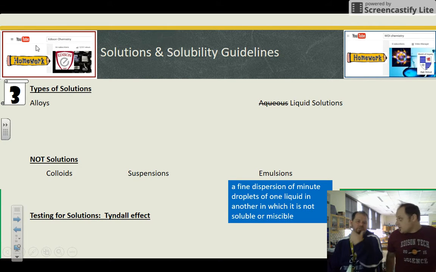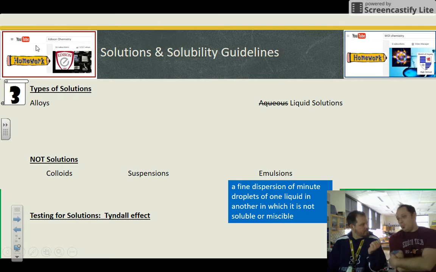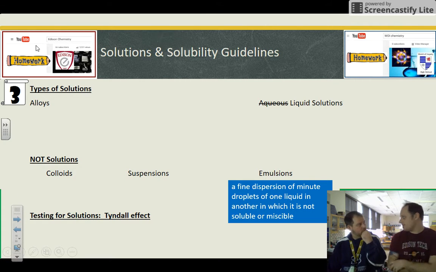Emulsions are a fine dispersion of liquid droplets, minute droplets that aren't really soluble or miscible, but it really will look like a solution. We have a good example for that: milk. You might have one in your fridge. Milk or mayonnaise.